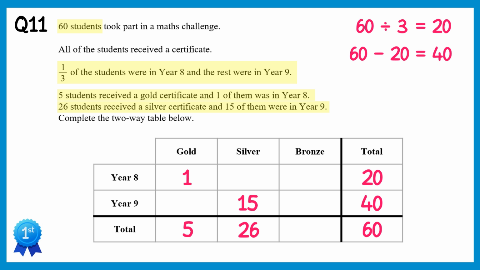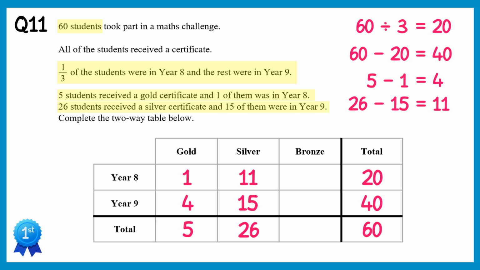Now we've finished with all of the information, we need to fill in the rest of this table. So we're first of all going to look at the column for gold here. You can see one of those students was in year 8, we don't know how many were in year 9, but we know the total is 5. So if we do 5 take away 1, we get 4, which means 4 of those students were in year 9. Then we'll do a similar thing for silver. We don't know how many year 8s there were, but we know there were 15 year 9s, and the total is 26. So 26 take away 15 gives you 11 year 8s.